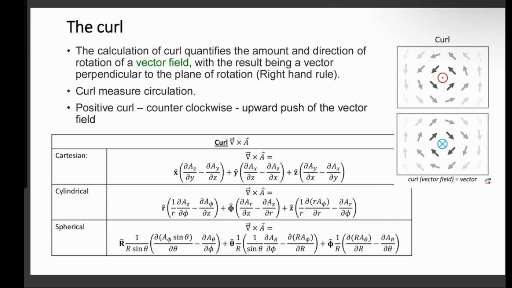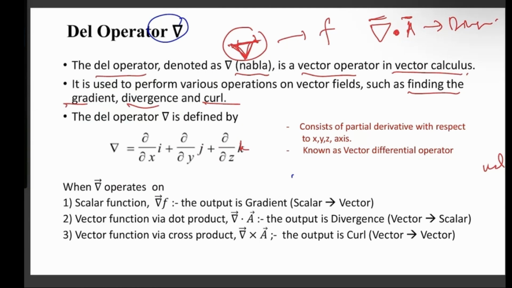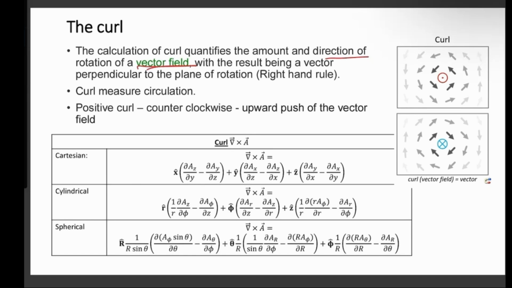Okay, the third one is curl. The calculation of curl quantifies the amount and direction of rotation of a vector field. We apply the del operator to the vector function via cross product. We do cross, and the output is curl. We apply the vector cross product to a vector, and the output will be a vector, as I mentioned last week about the right hand rule for the cross product.